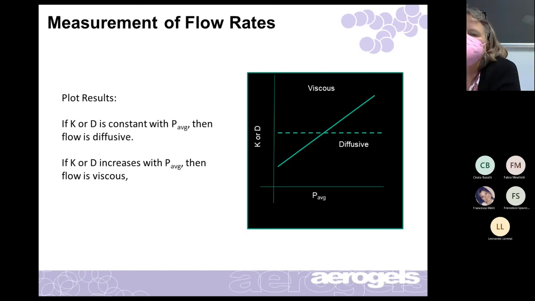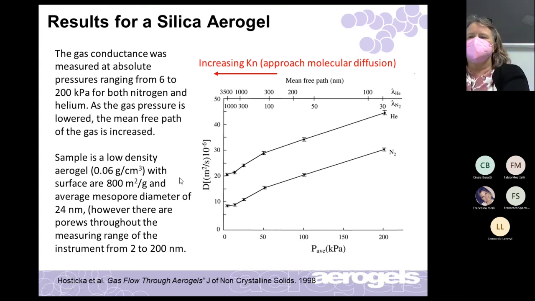And in fact, these are results from that study. They measured the gas conductance at pressures ranging from 6 to 200 kPa with nitrogen and helium. And as you lower the gas pressure, you increase the mean free path. They call this their conductance, but I think it's permeability, but it doesn't really matter because the samples are all the same size. So this is conductance versus pressure.